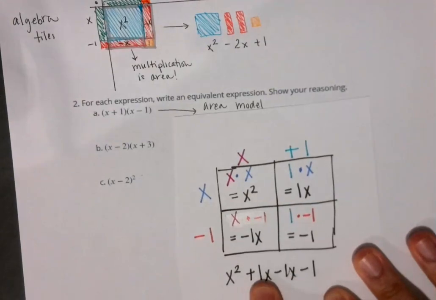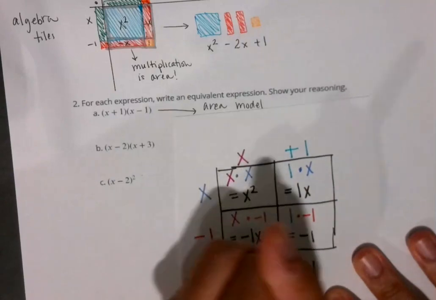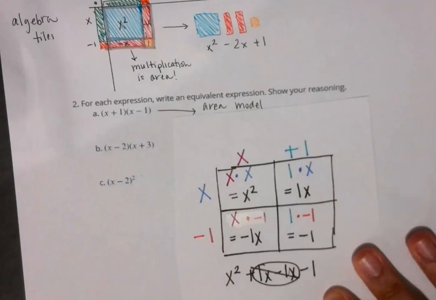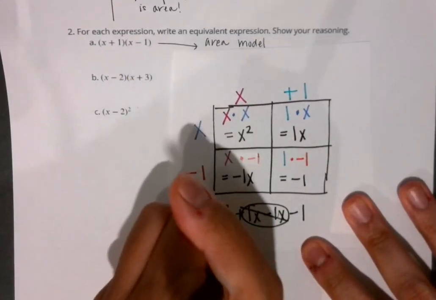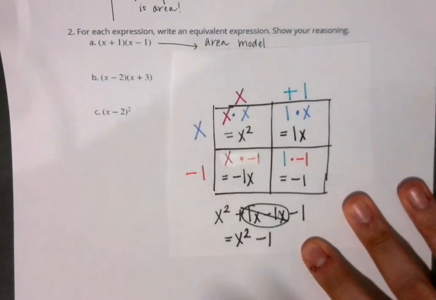I have a positive rectangle and a negative rectangle. So I know that 1 minus 1 is 0, so I can cross those off. So my final answer for this x plus 1, x minus 1 is x squared minus 1.